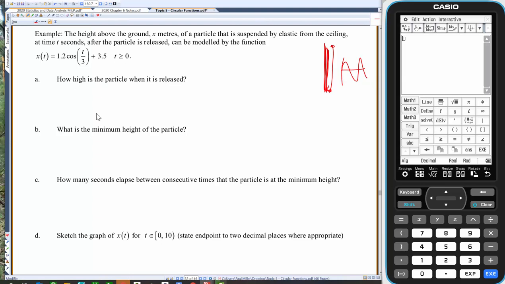How high is the particle when released? That's x of 0, which is going to be cosine of 0 is 1, 1.2. It's going to be 4.7. Let's get the calc to confirm that.